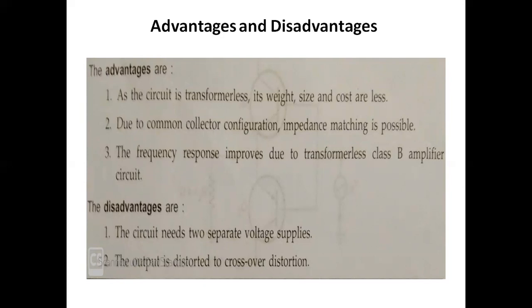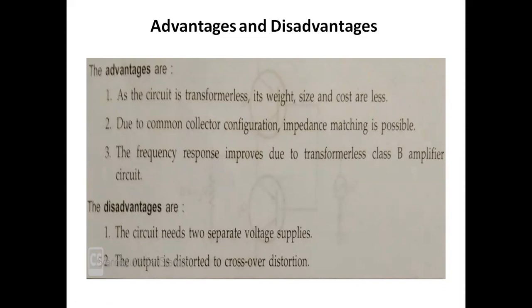And next, due to common collector configuration, impedance matching is possible. Here we are using common collector configuration. We are not using any transformer, and the impedance matching is possible because of the CC configuration. In push-pull amplifier, the impedance matching is possible because of the transformer. In this case, impedance matching is possible because of CC configuration.